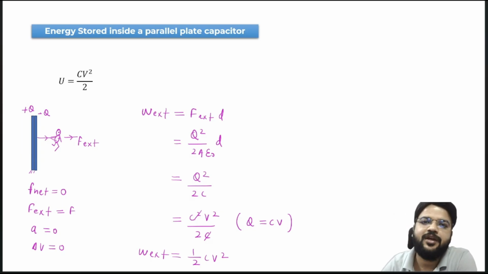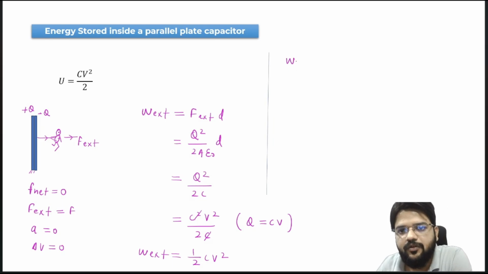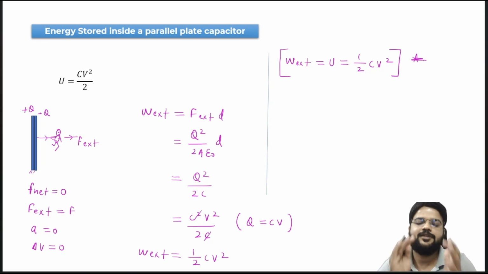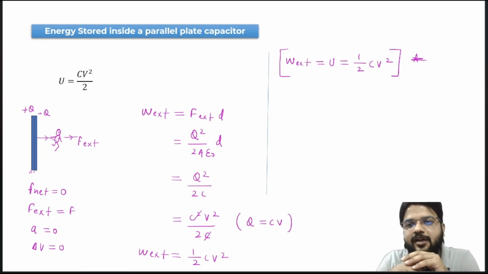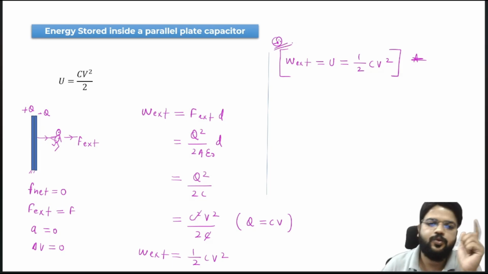So whatever work he is doing, that work is stored as potential energy. So work done by the external agent is equal to what? It is equal to potential energy, and it is equal to half CV square. All right, half CV square. So this is the final answer, everyone. Correct. So energy stored between the plates is how much? It is half CV square. So keep this result in your mind. Note down, everyone.